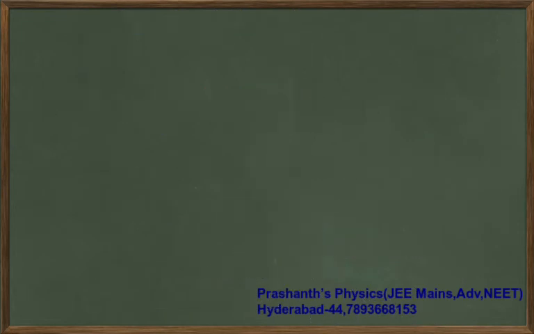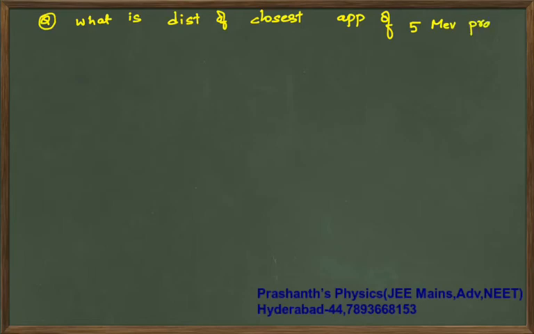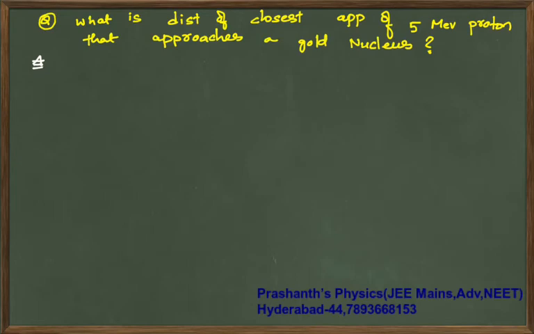Let me give a simple question based on this. What is the distance of closest approach of a 5 mega electron volt proton that approaches a gold nucleus? Pause the video clip and try the solution sincerely.